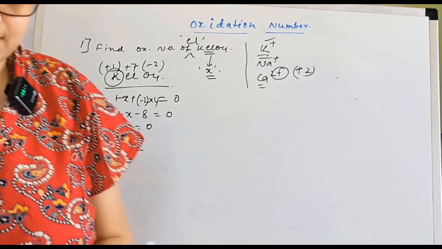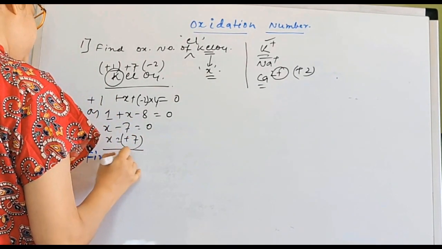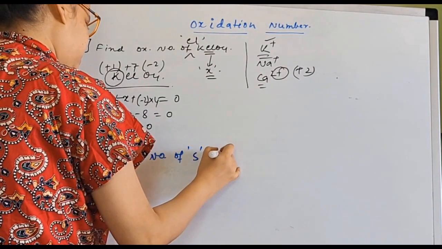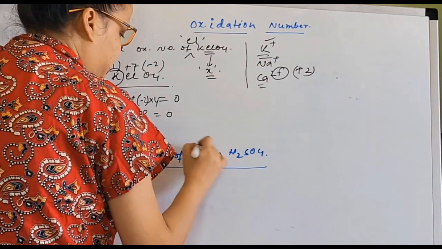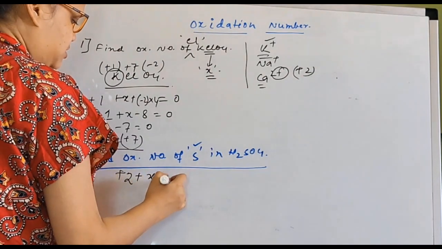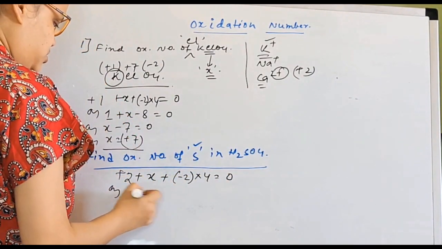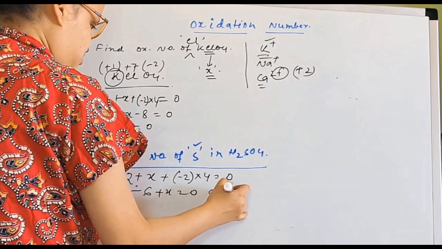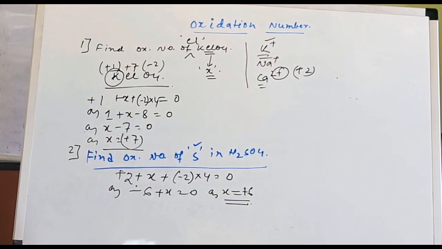Next, we are taking another example. Find the oxidation number of sulfur in sulfuric acid. Plus 2 plus x minus 2 times 4 equals 0. So this is the oxidation number of sulfur in sulfuric acid.